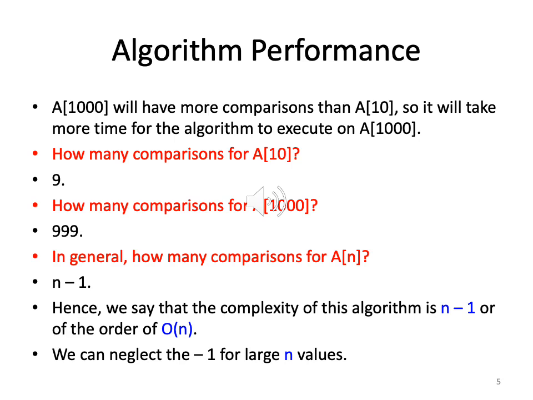So hence we say that the complexity of this algorithm is of the order of n minus 1. And generally for large values of n, we can ignore the minus 1. So if n is 1000, then whether we have 999 comparisons or 1000 comparisons, the time to execute both of them would be almost the same. So we ignore the minus 1 for large n.